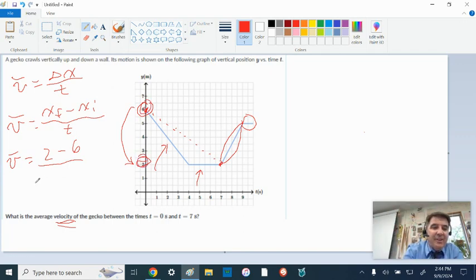You could just eyeball that. That's -4, right? Over t, and from 0 to 7 is 7 seconds. So you can eyeball that. That's down 4, which is -4 over 7. And that's how you'll find the average velocity of this. And of course, you've got to turn this into a decimal, so just go ahead and do that.